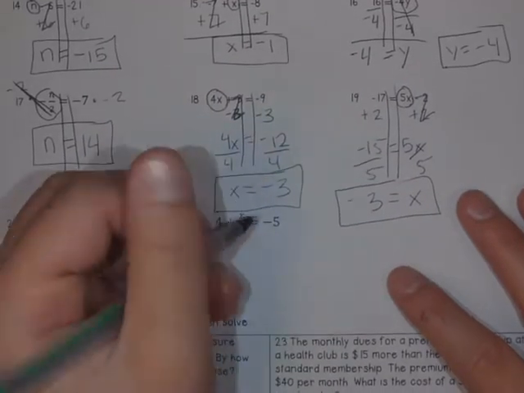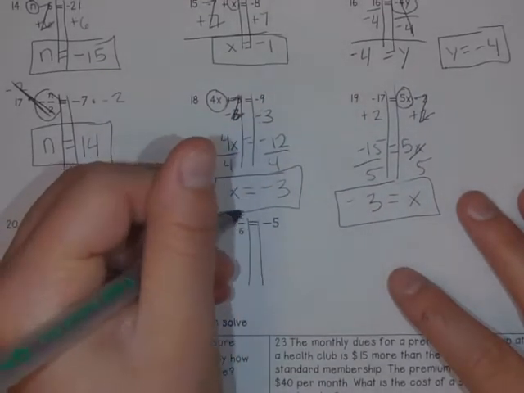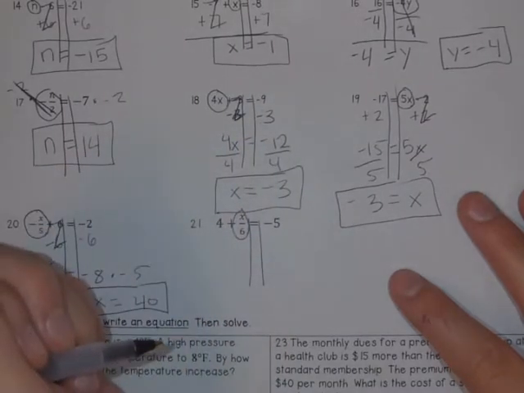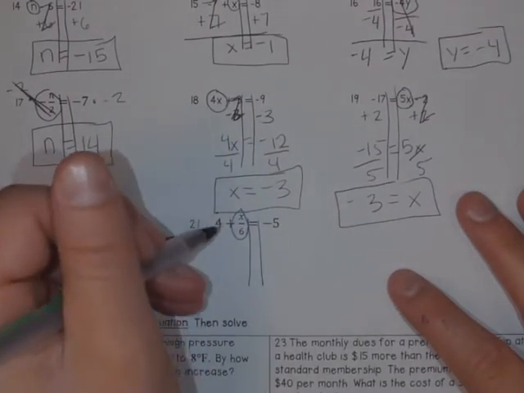21. I'm trying to hurry because the bell's going to ring soon. Not the bell's going to ring, but kids will start getting here.